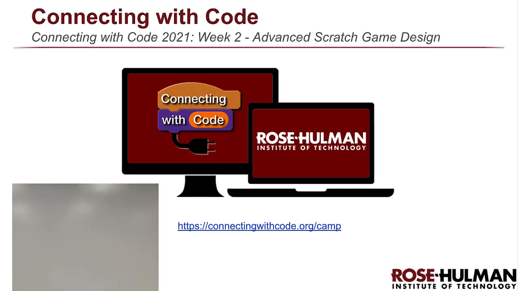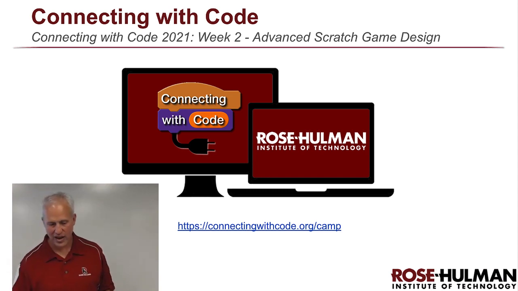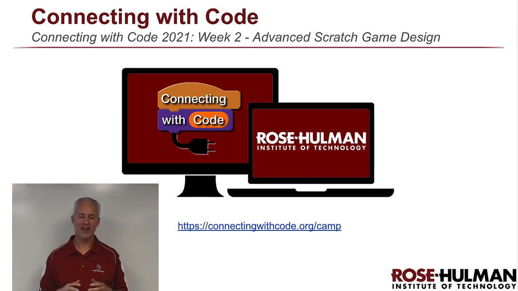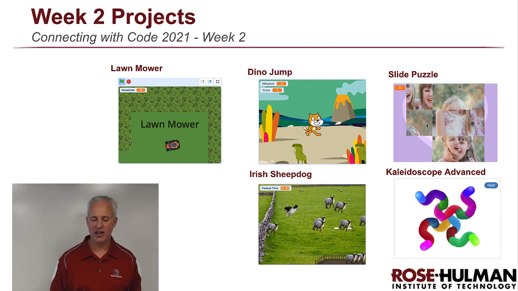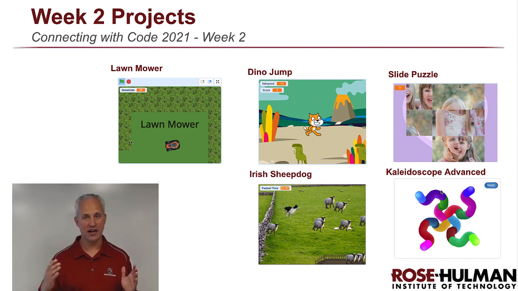We're kind of on the younger end of what this camp is really designed for, but we're going to make it work. So this material consists of 5 days, so there's 5 different videos. Today we're going to be doing something called Lawnmower. So Lawnmower is today's Week 2 Monday activity. Tuesday is Dino Jump. It's kind of like the no-internet game, if you've ever played that in Chrome. Irish Sheepdog is Wednesday. Slide Puzzle, it's probably our biggest game, is on Thursday. And then an advanced Kaleidoscope. If you were with us in Week 1, Friday we did an intro Kaleidoscope, and we're going to be doing an advanced Kaleidoscope this week.